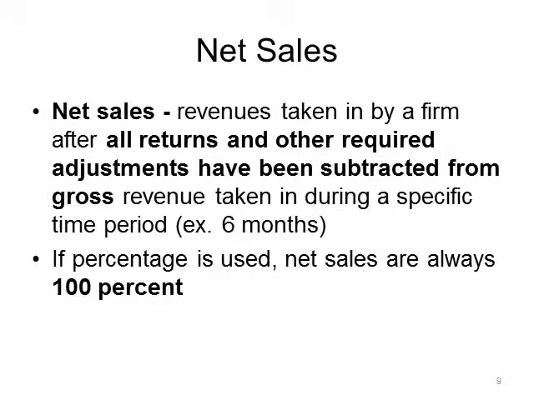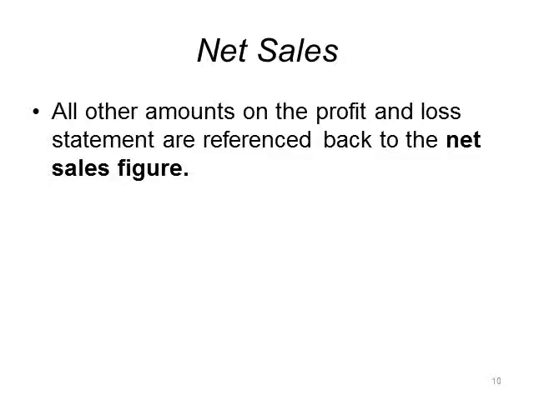When we're talking about net sales, it's revenues taken in by a firm after all returns and other required adjustments have been subtracted from the gross revenue, revenue taken in during a specific time period. So for example, like 6 months. So you could say the net sales for 6 months have been $300,000. And if companies use percentages, net sales are always going to be 100%. All other amounts on the profit and loss statement are referenced back to the net sales figure.